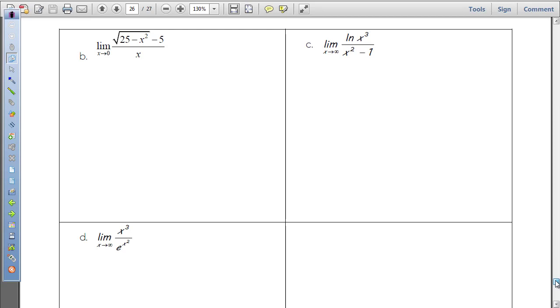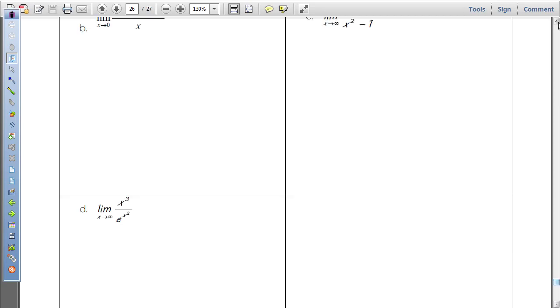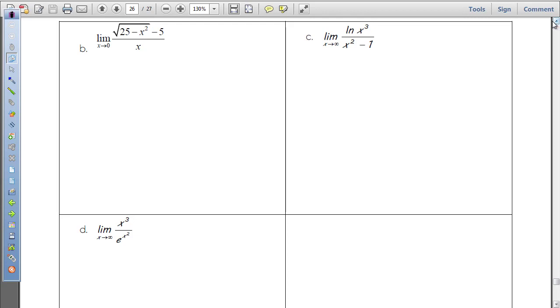All right, so let's take a look at some other applications or places where we might use L'Hopital's rule. Okay, we've got the limit as x approaches 0 of the square root of 25 minus x squared minus 5 over x. And if we try to just plug in 0 to evaluate this, you should see that we get 0 over 0 because our numerator would be the square root of 25, which is 5, minus 5, so that's 0, and then in our denominator we'd have 0. So because we have an indeterminate form, we can use L'Hopital's rule.